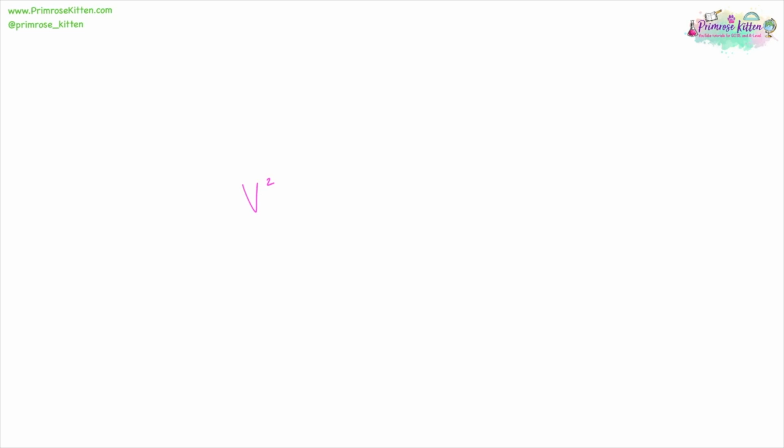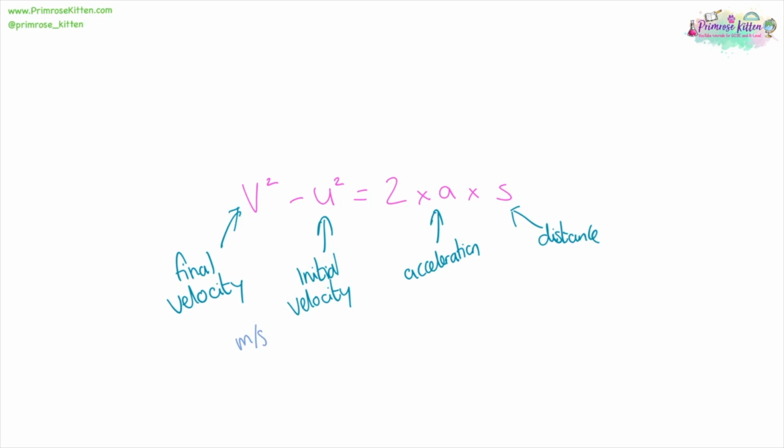Final velocity squared minus initial velocity squared is equal to 2 times acceleration times distance. Velocity, final and initial, is measured in meters per second. Acceleration is in meters per second squared, and distance is in meters.